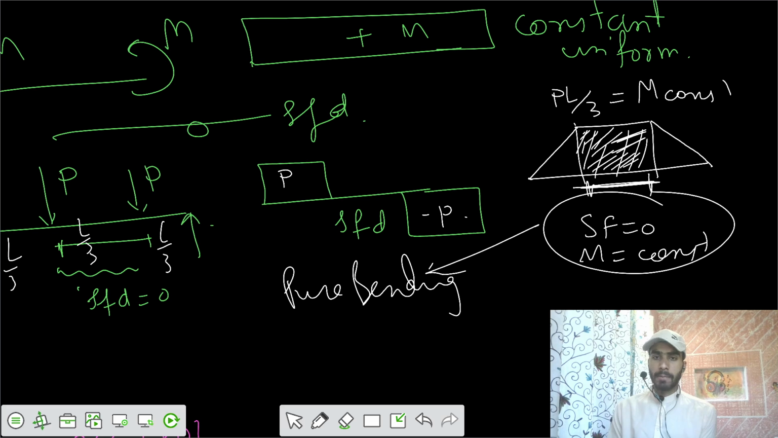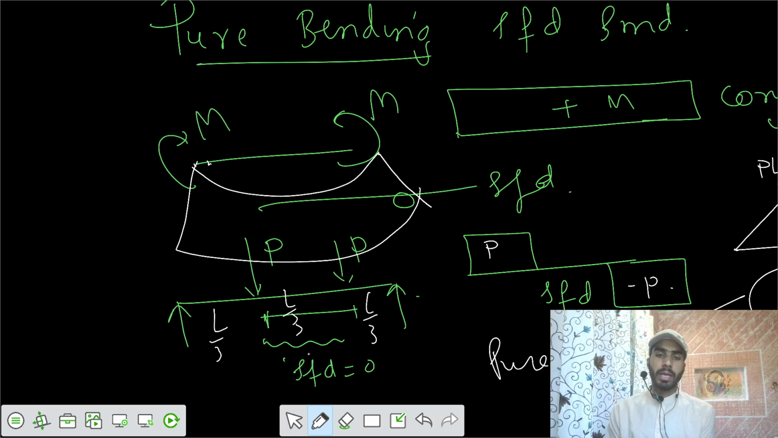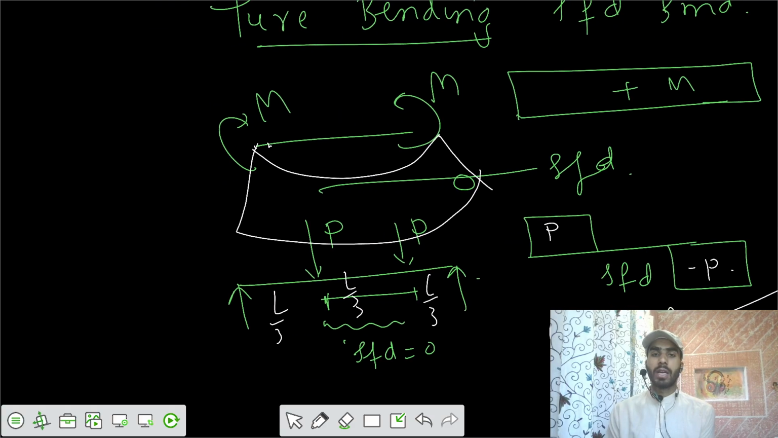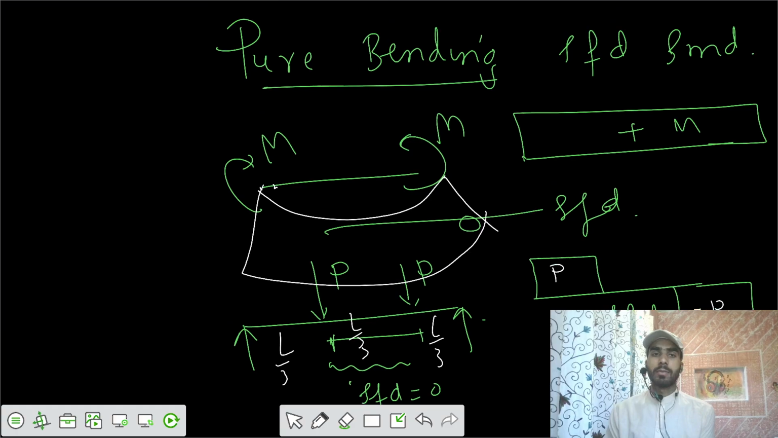Now if the beam bends, that we call pure bending. The beam has bent because of the bending moment, and that was only a bending moment. There was no shear force along with that. So we call the development of such bending pure bending.